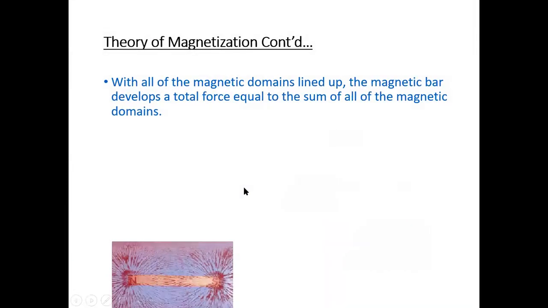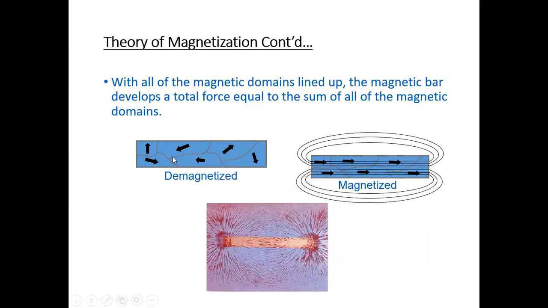Here we are going to discuss again the theory of magnetization. See, the domains are randomly oriented here. This condition is before magnetization or after demagnetization.